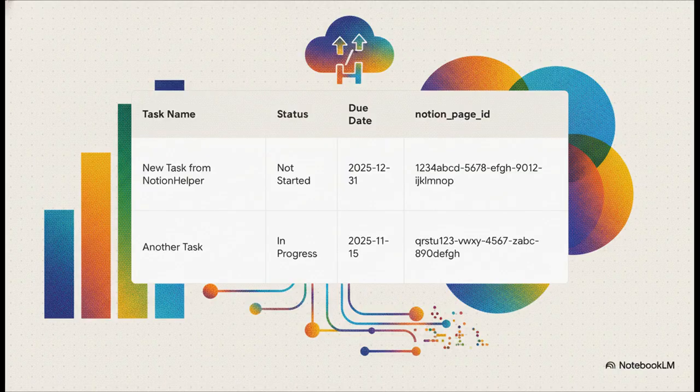Just think about the possibilities, right? You could have a script that automatically pulls your weekly sales data from a Notion table every Monday, runs a forecast model on it, and then embeds the chart of that forecast right back into your weekly report page in Notion, all with a single script. That is the kind of power we're talking about.